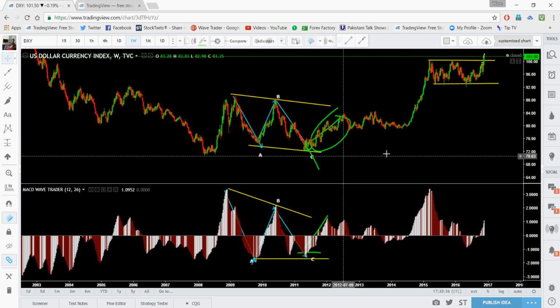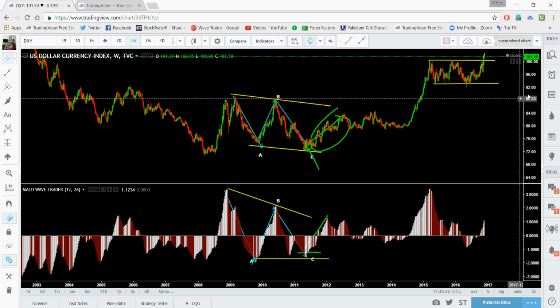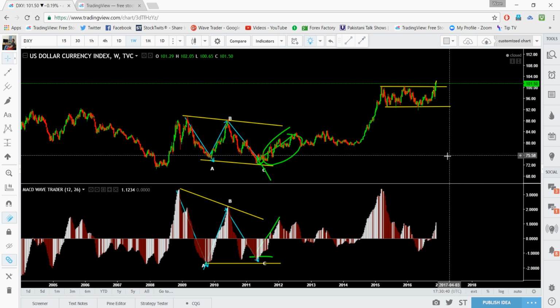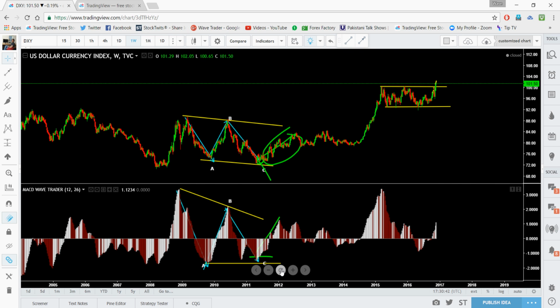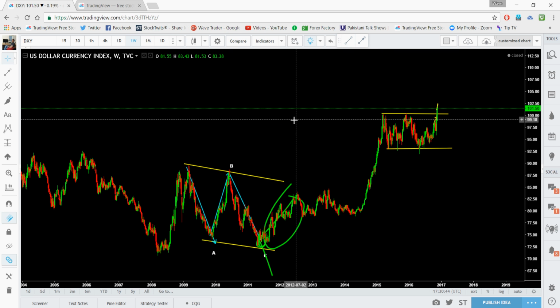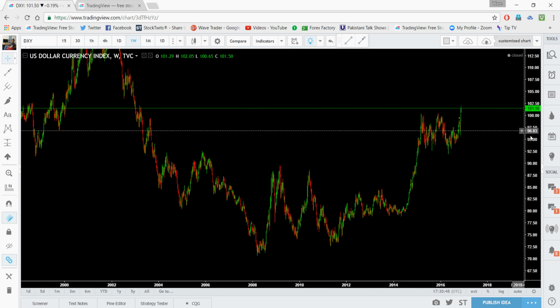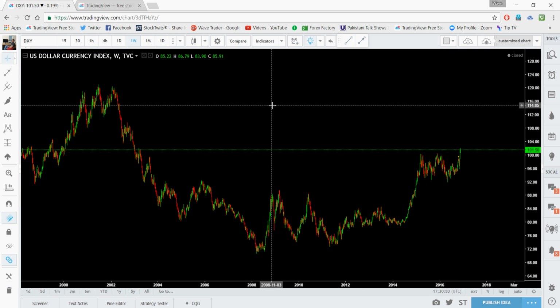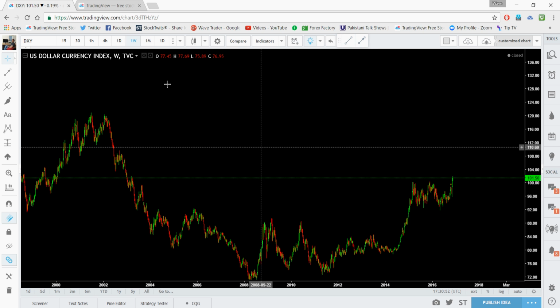I hope you guys understand what the classic chart patterns are and what the Elliott wave patterns are. Both are different. Any question at this point, please let me know if there is still any question so that we can deal with that question.